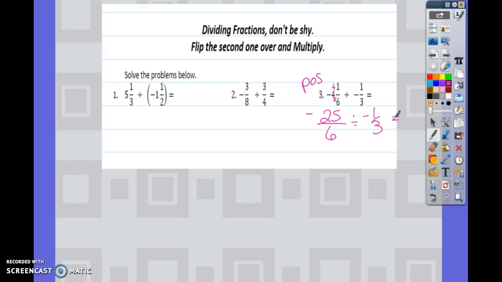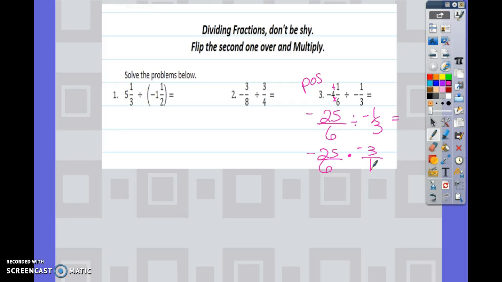I suggest that you change your mixed numbers to improper, and then in the next step, do your keep, change, flip. If you're trying to do it all at once, you might do it incorrectly by accident. So I'm going to keep my first fraction, negative 25 over 6. My division is going to become multiplication. My negative 1/3 is going to become negative 3 over 1.